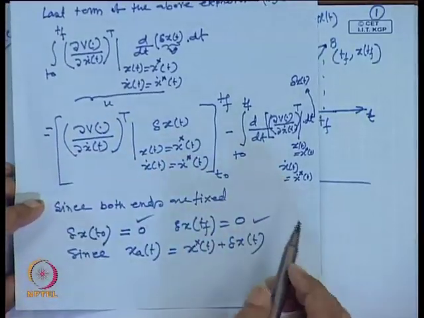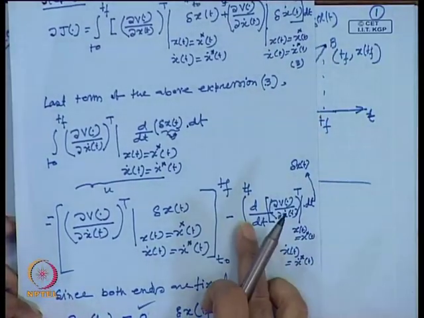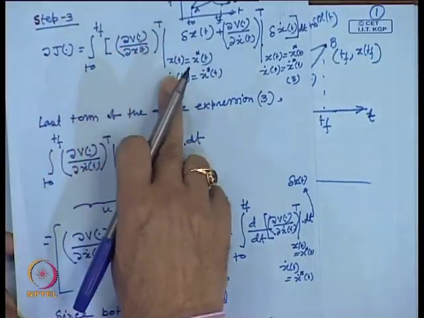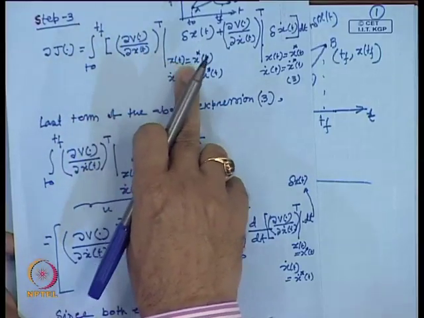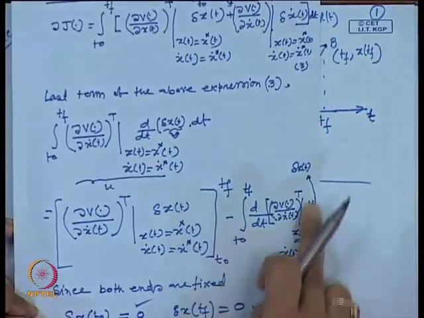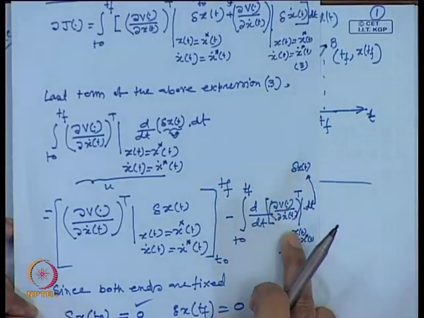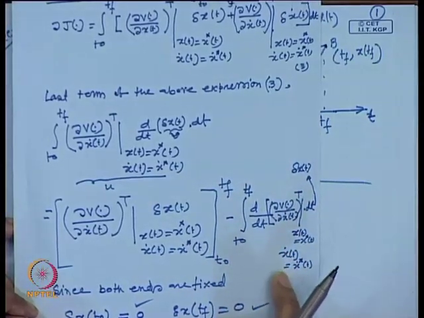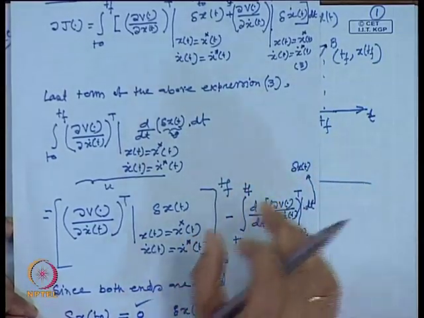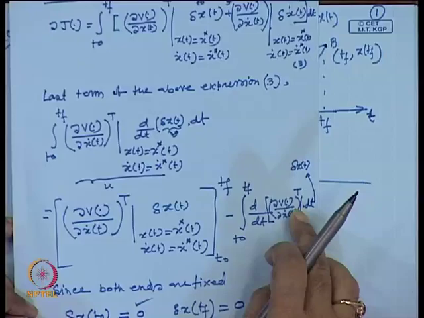If you use this expression in equation number 3, then I can write it. You see, this limit is t 0 to t f, delta v transpose this, evaluated at x t is equal to x star, x dot t is equal to x dot star, into delta x. This is replaced by this one, d of dt del v del x dot of t transpose, evaluated at x t is equal to x star t, x dot t is equal to x dot star, into delta x. I have considered x is a scalar variable, x dot is a scalar variable. So, whether you multiply, delta x I keep it here.